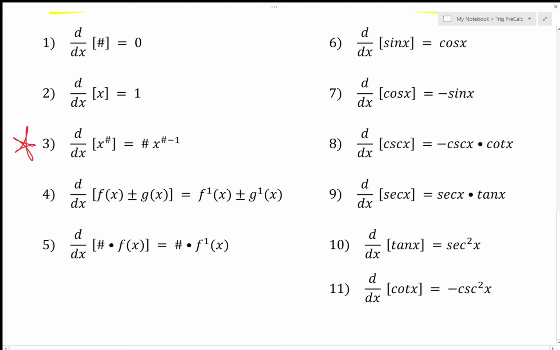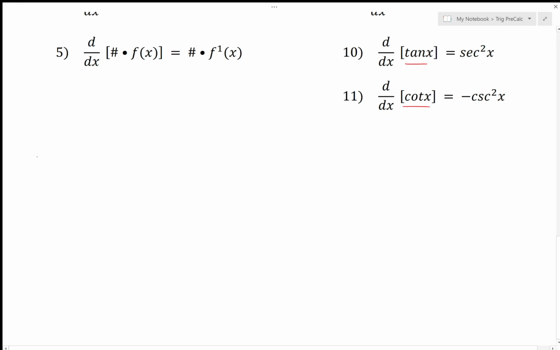Everything over here on the right hand side, these have to do with our trig functions: sine, cosine, cosecant, secant, tangent, and cotangent. And then we have a couple of other basic rules over here. Not necessary to memorize them just yet, but at least have them written down or bookmarked so you can look back at these ones. So let's get this started.